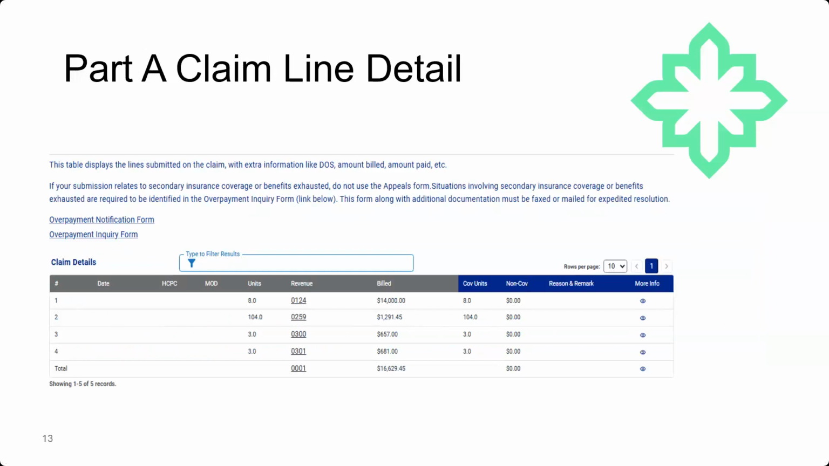Claim details are provided by showing each claim line. It has the service date, HCPCS, modifiers, units, revenue code, billed charges, covered units, non-covered units. There's reason and remark codes. This is not populated on this claim, but we will have examples where it is. And then there's a more info column with the eye icon where I can see details about each line.